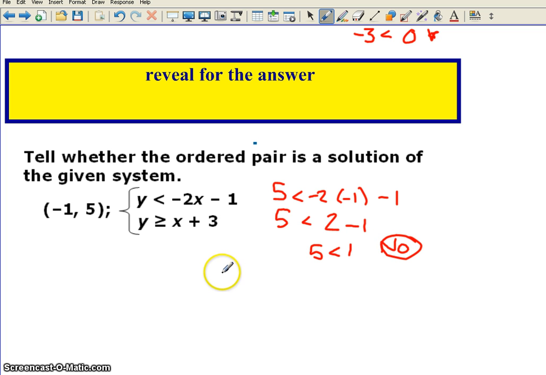We could stop there if we wanted to because we already know it's not going to work for the whole system. But just to double check our work, we might want to plug this in to our other piece, -1 plus 3. So then -1 plus 3 is 2. So 5 is supposed to be greater than or equal to 2. Well, that is a true statement, but since it's not true for both of them, it's not a solution to the system of inequalities. So our answer really is still no.